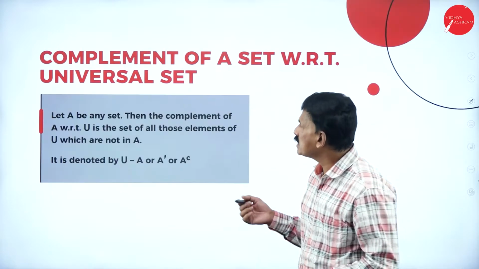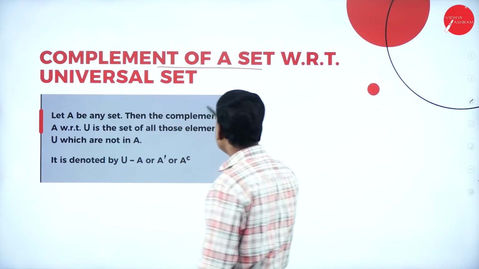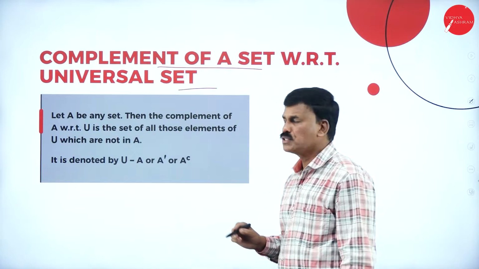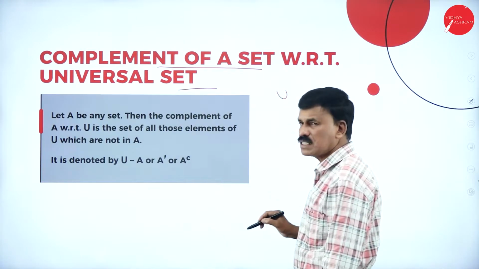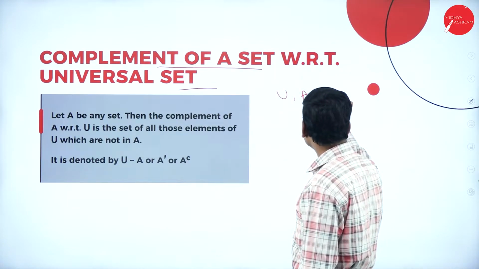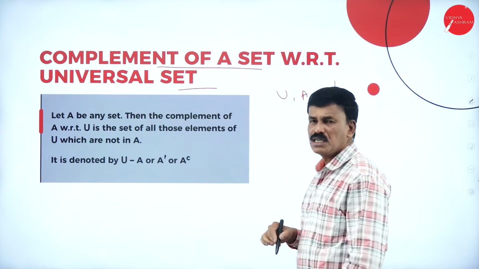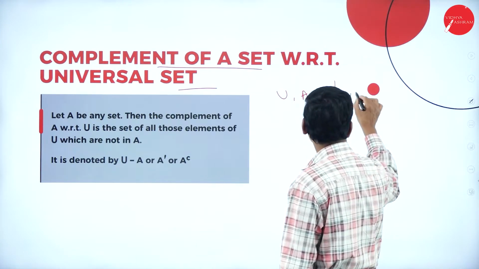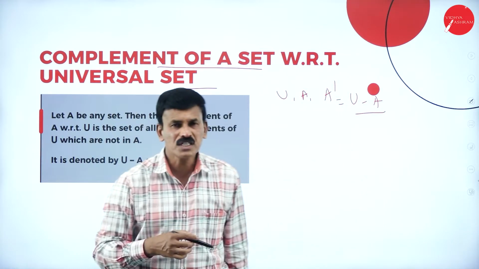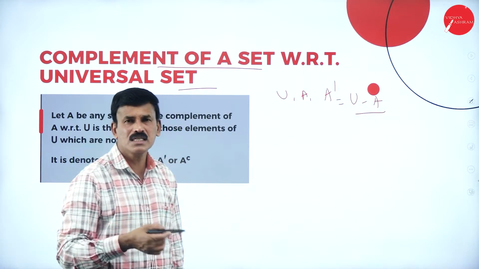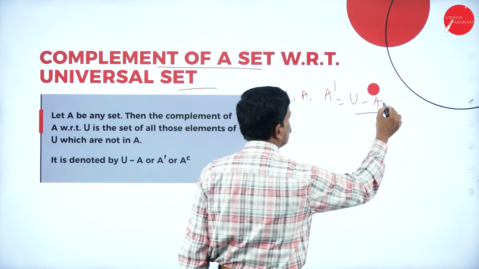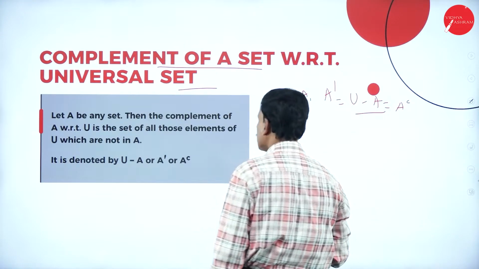Now, let us come to the next concept, that is called the complementation of a set with respect to the universal set. Suppose U is a universal set and A is any set, then the complement of set A is denoted as A dash, and that is given by A dash equal to U minus A. The difference between the universal set and the set A is called the complement of A, and it is denoted as A dash, or sometimes this can also be denoted as A^C.